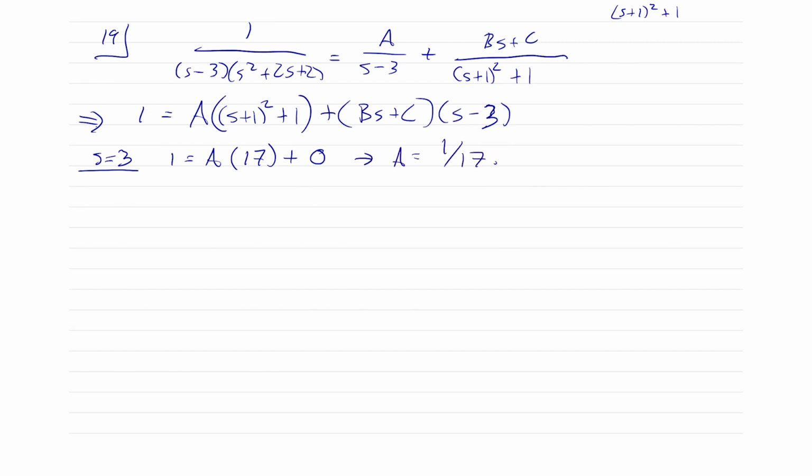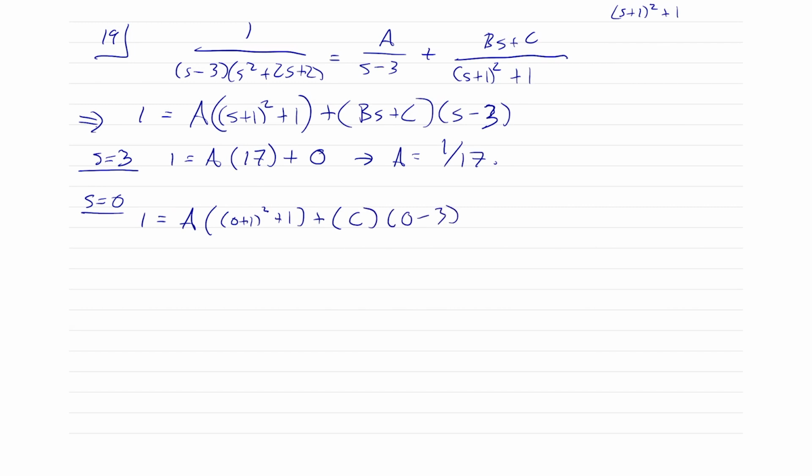All right, now, if I choose something else, the thing is, this guy is never going to be eliminated unless I use complex numbers, and I don't want to do that. And so what I'm going to choose instead is s equals 0. That's going to kill the B, and I can replace A with its value. So if I choose s equals 0, I get 1 is equal to A times 0 plus 1 squared plus 1, plus 0 plus C times 0 minus 3.